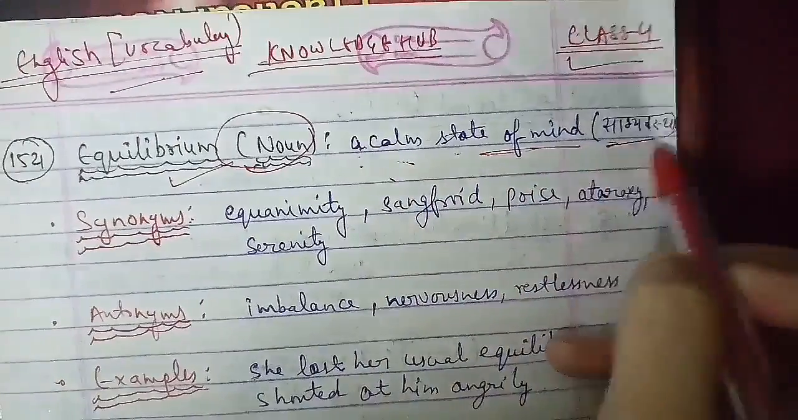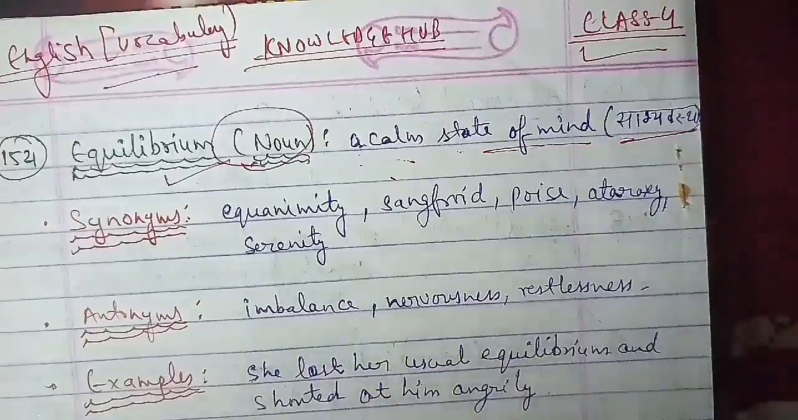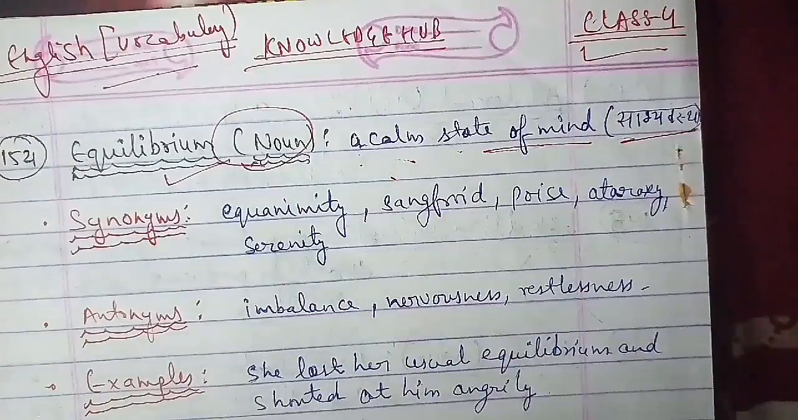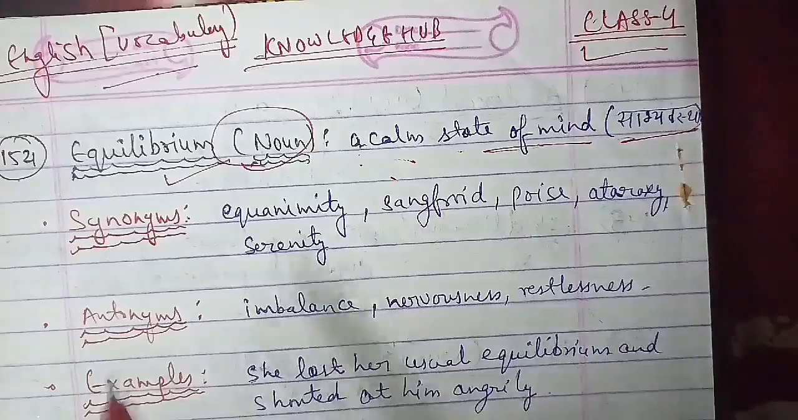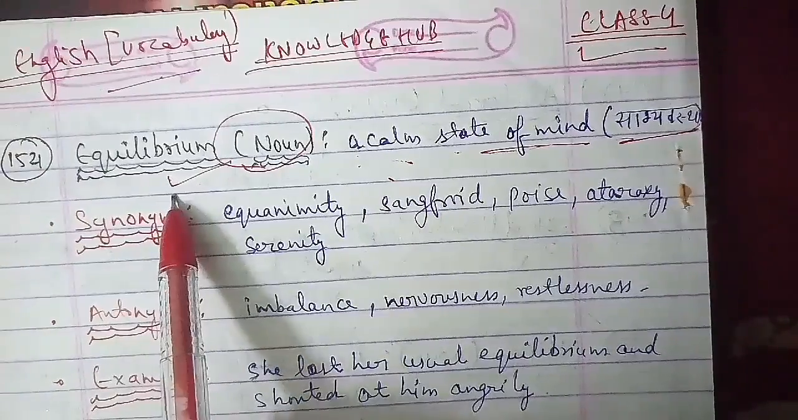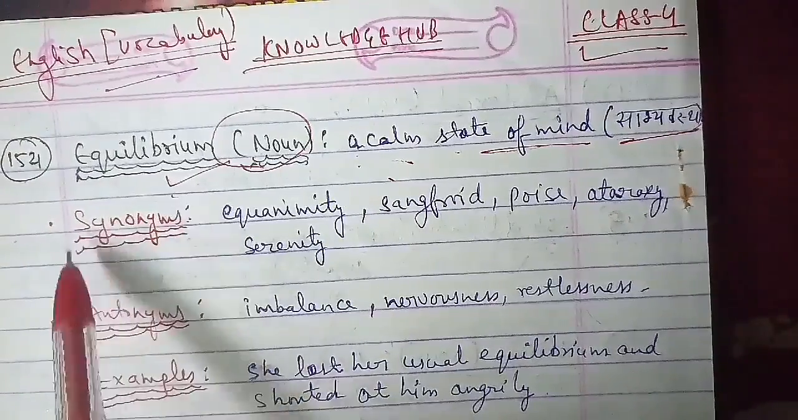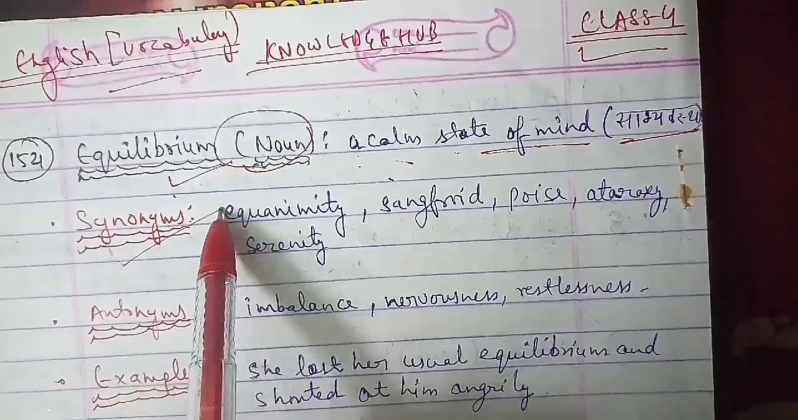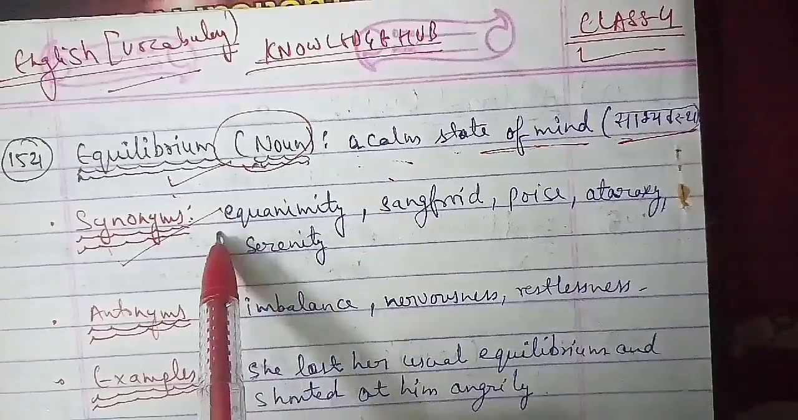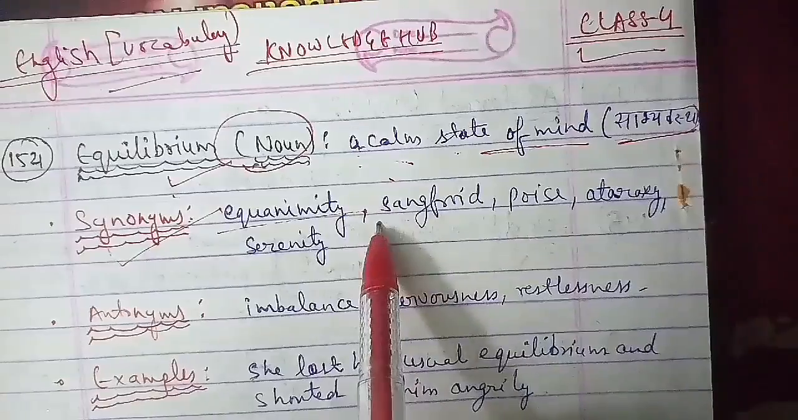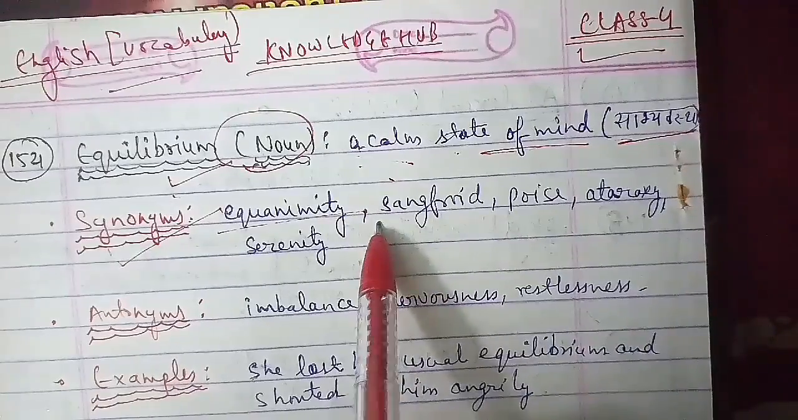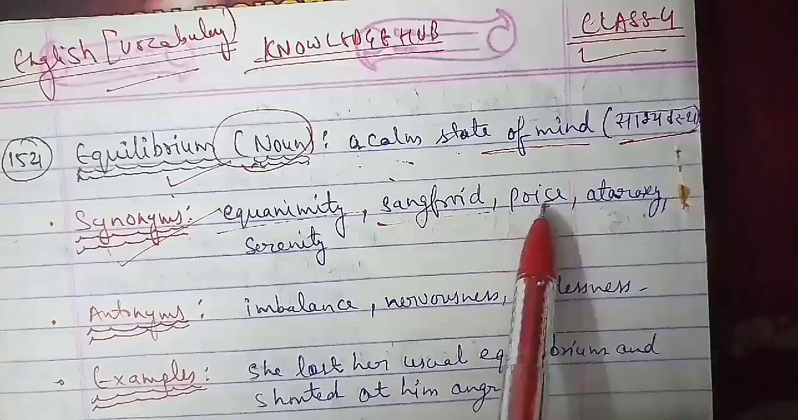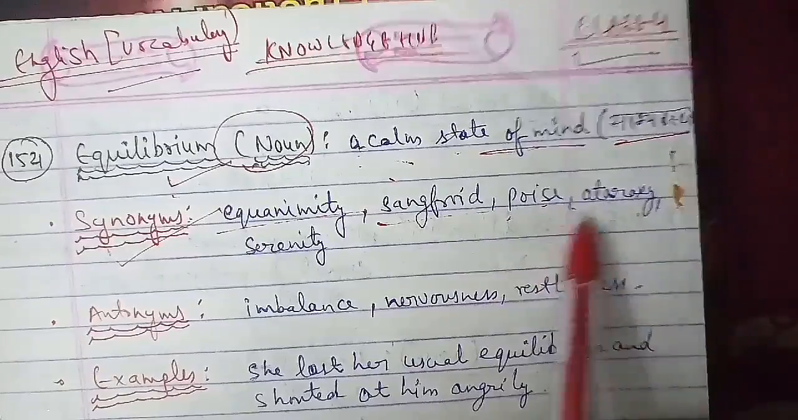Basically, when you are in a state of mind where you are calm, you have no stress, no tensions, no feelings, then you are in a calm state of mind, and then you can use the word equilibrium here. Further, we can talk about synonyms of equilibrium. Synonyms of equilibrium we have are equanimity, sang-froid, poise, ataraxy, and serenity. These were the synonyms of equilibrium here.